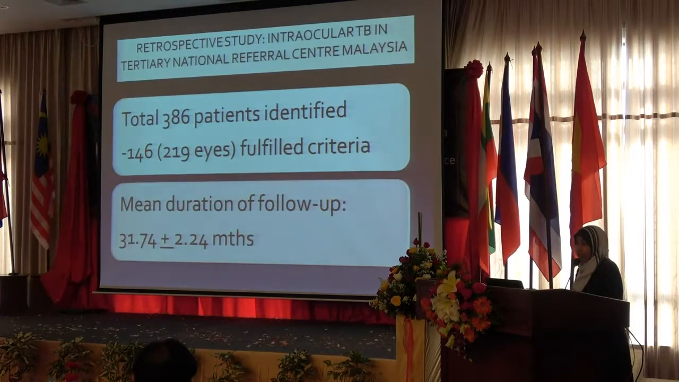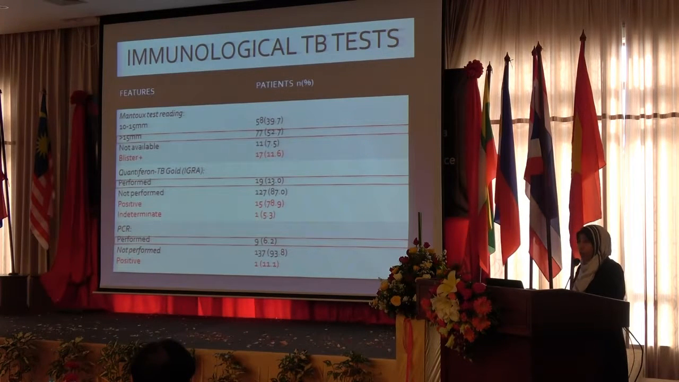In a retrospective study that we conducted in our center, about 386 patients were identified with intraocular TB. After exclusion, whereby those cases which we felt the diagnosis was not accurate, or where there were other ocular comorbidities and difficulty in assessing visual outcome, we had 146 patients with 219 eyes that we looked into, with a mean duration of follow-up of 31.74 months. So we looked at how our patients are being investigated for intraocular or tuberculous uveitis.